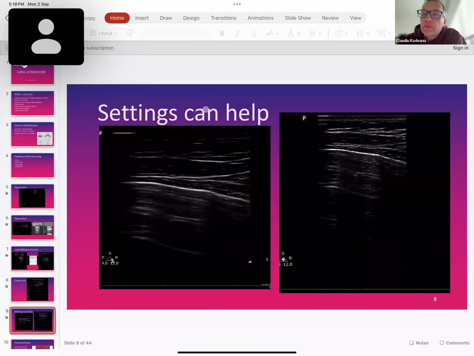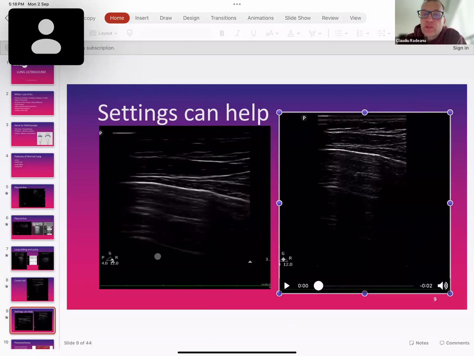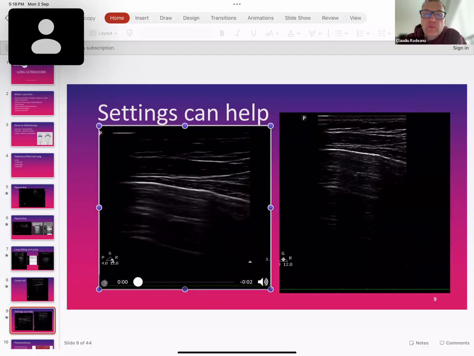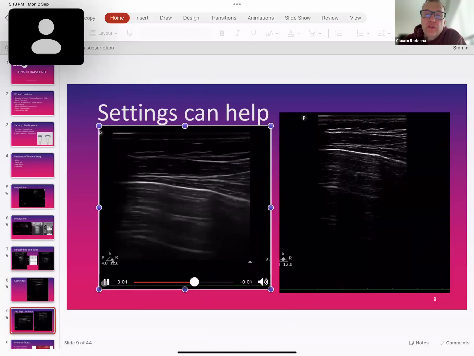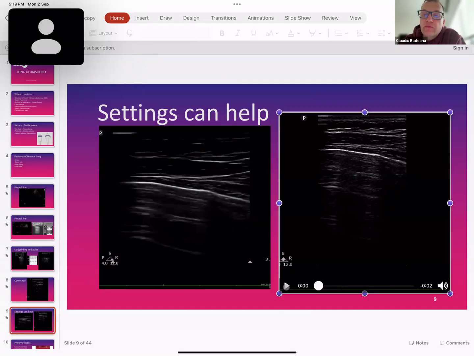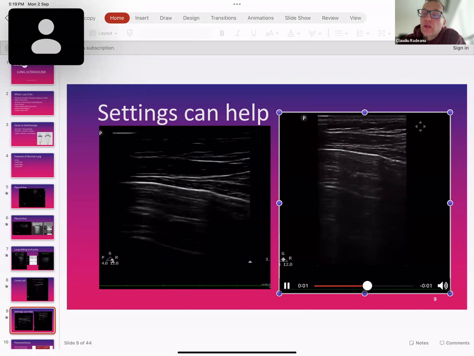Sometimes settings can help. Coming back here, you see this was much crisper than this. Each machine can have lung settings as well, which can make the image a little bit crisper. Sometimes you have vascular or soft tissue settings. Have a look at your machine if you have lung settings as well.